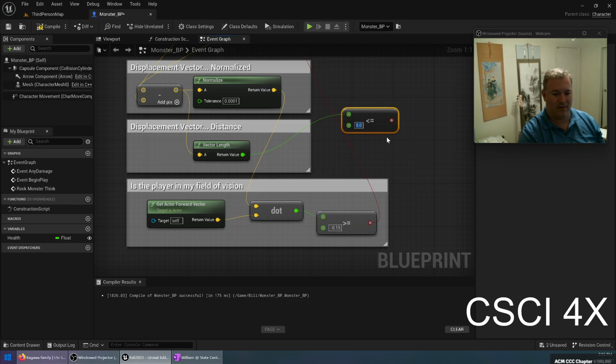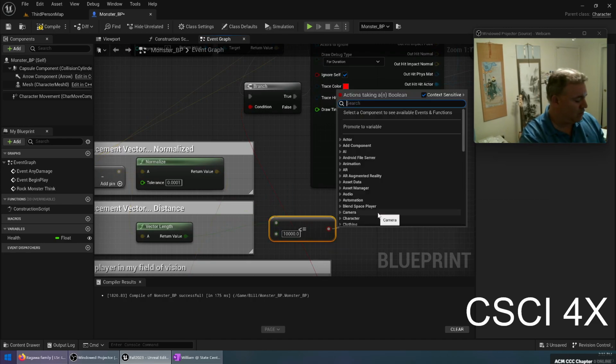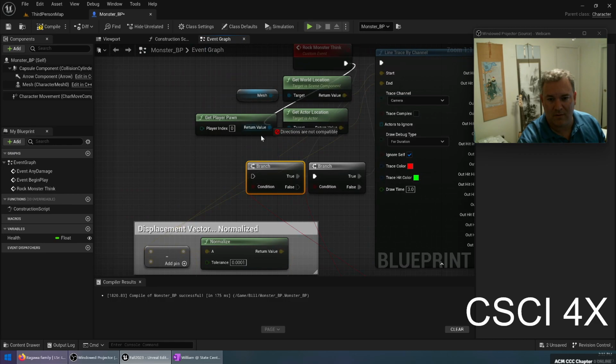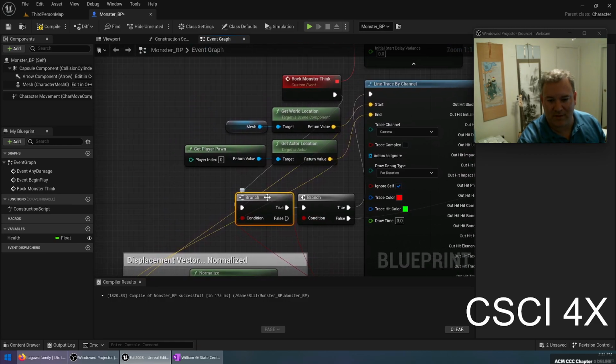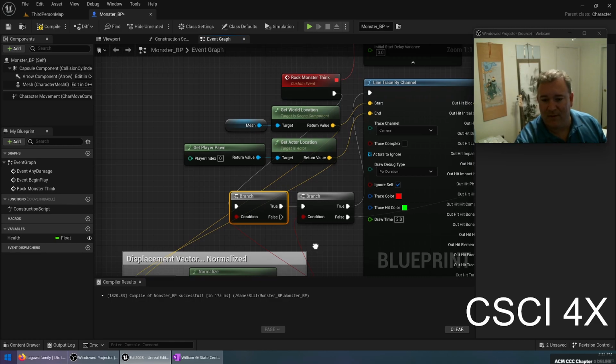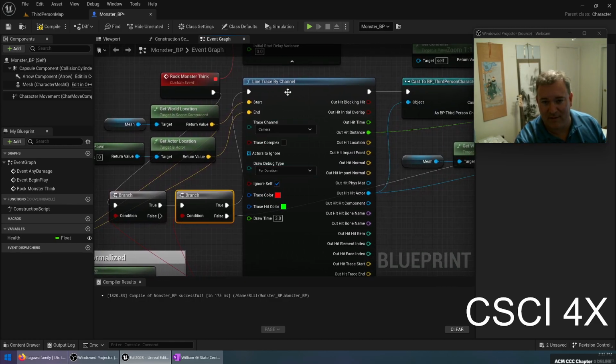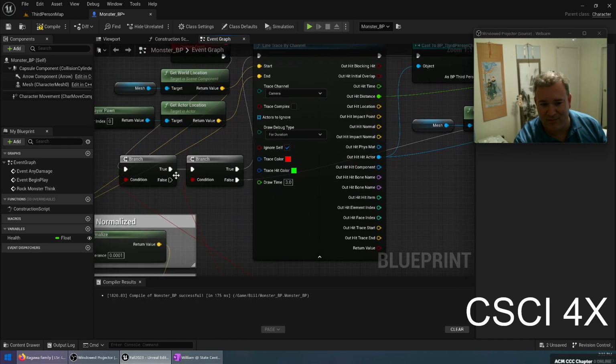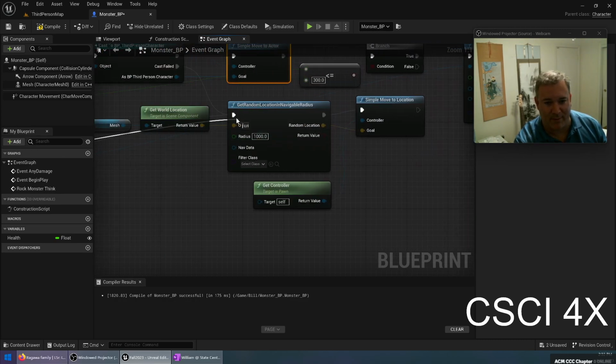So 100. Okay, what happened here? Weird. Okay, 100 times 100 centimeters, right? So if the player, branch again, and we'll just link this up like this. So we first check to see if the player is within 100 meters. If he is, then we check to see if the player's in front of us. If he is, then we do a line trace and see if he's visible. If he is, we move to the player. If any of those things fail, then we just randomly mill about doing nothing in particular.